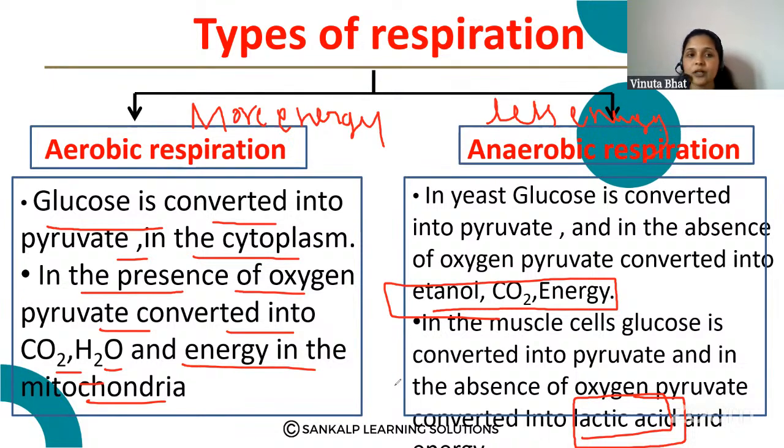And what are the products? In aerobic respiration, carbon dioxide, water, and energy are formed. In case of yeast, anaerobic respiration produces ethanol, carbon dioxide, and energy. Here, alcohol is produced. And in case of muscle cells, it produces lactic acid. So, those are the differences between aerobic respiration and anaerobic respiration.